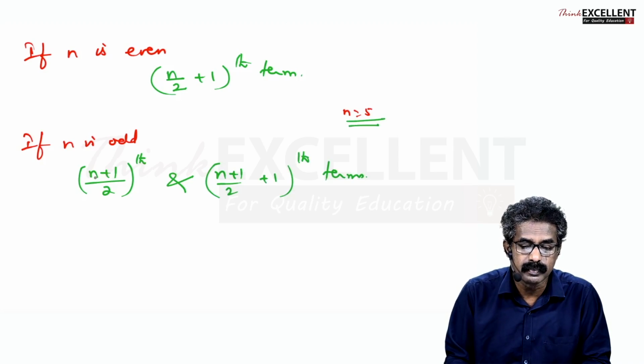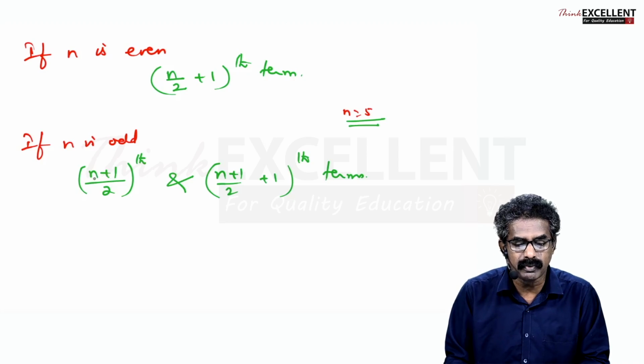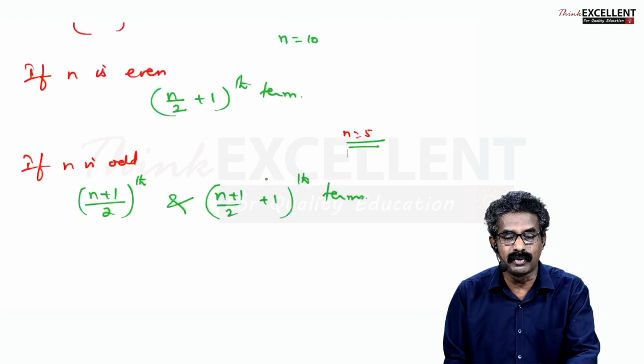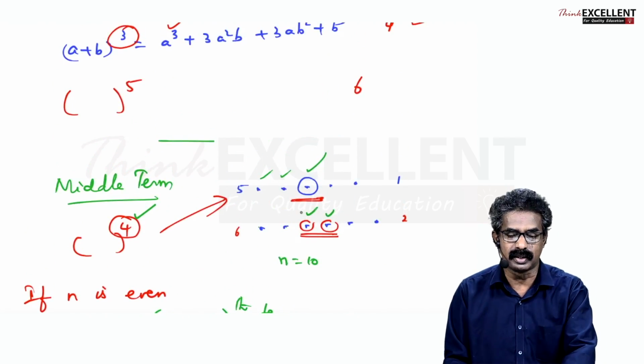If n is 5, totally there are 6 terms. For n you put 5, 5 plus 1, 6. 6 by 2, 3. So the third term, and 3 plus 1, the fourth term. The third term and fourth term are the middle terms. 1, 2, 3, 4. Third term and fourth term are middle terms.